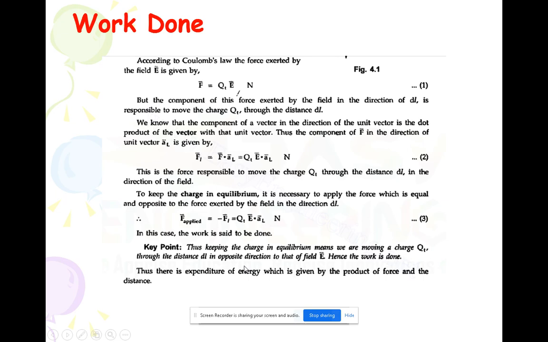Here the charge moving from one point to another is represented by the Coulomb's law force equation, which is said to be work done. By keeping the charge in equilibrium and moving it through the distance in the direction opposite to the electric field, we get work done. Work done is nothing but moving the charge from one point to another in the electric field under the equilibrium condition.